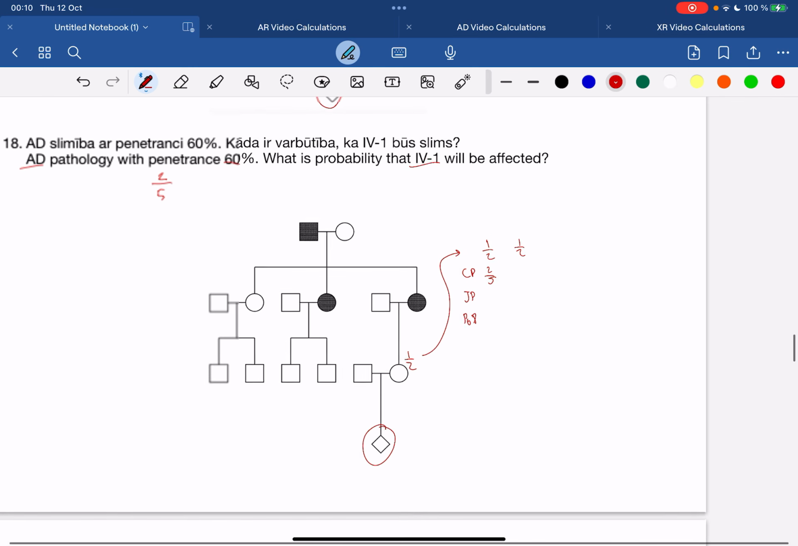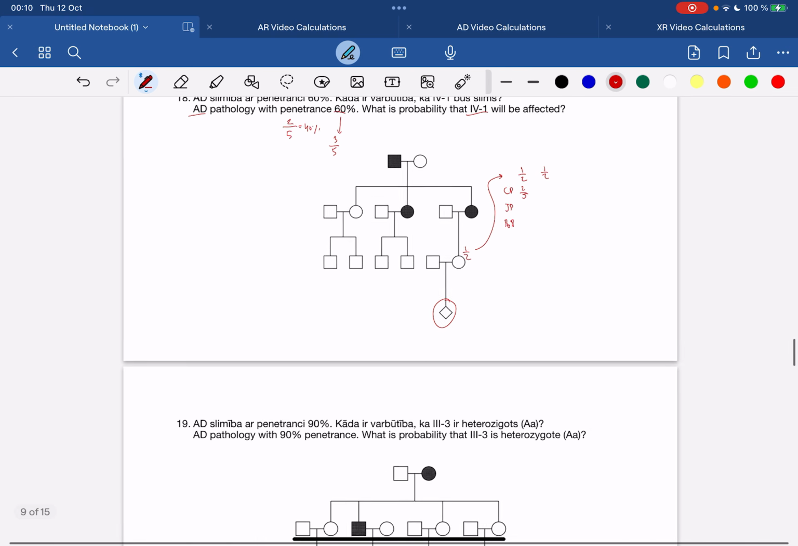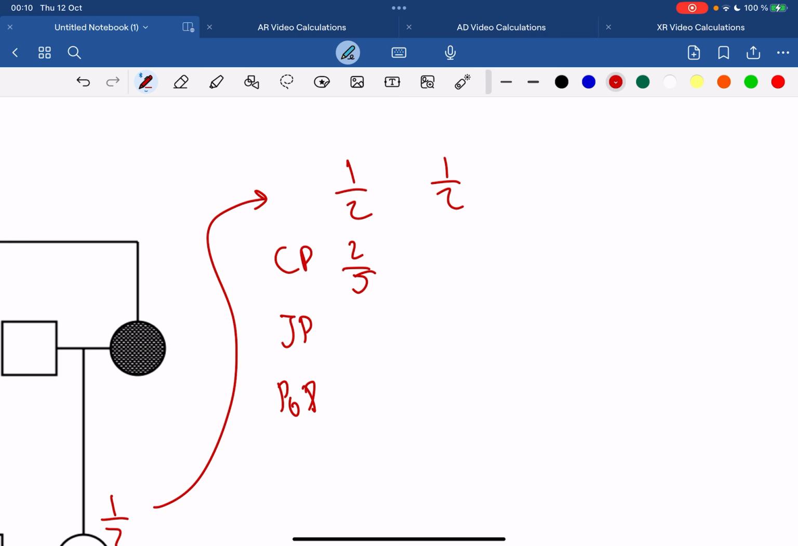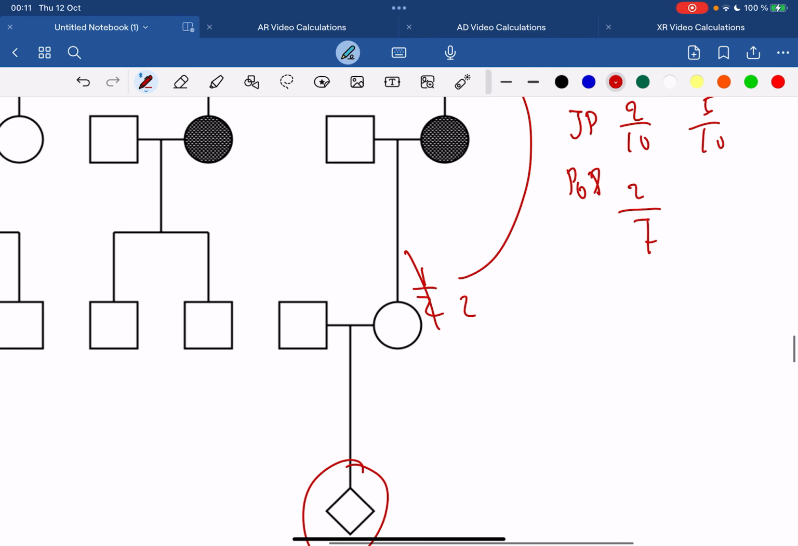So it would be 2 out of 5. Why 2 out of 5? Sorry, this is 3 out of 5. See, I'm so good at math. 40% would be 2 out of 5, which is the chance for you to be not sick if you're carrying this allele. It would be 1 here, 2 out of 10 here, and then 5 out of 10 there. So that would be 2 out of 7, because you take 2 from this, and then the 7 you get from taking 2 plus 5. So this person has a 2 out of 7 chance of inheriting a dominant allele.